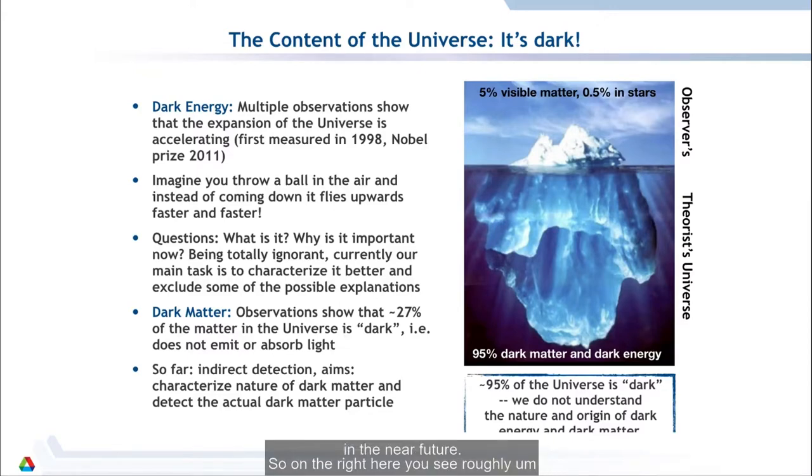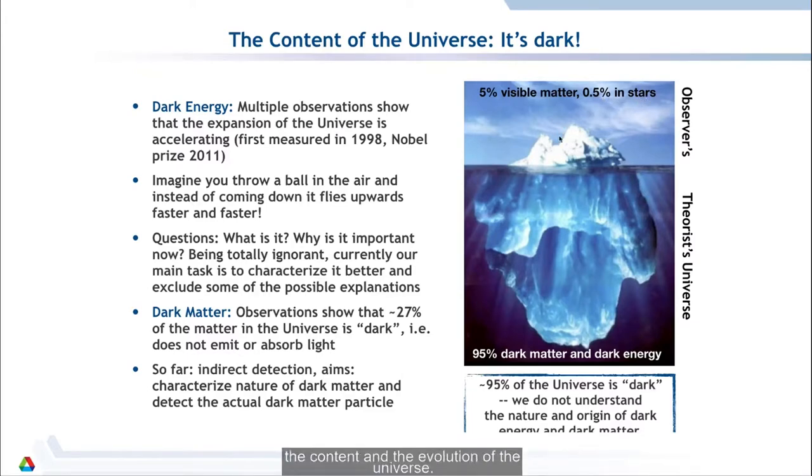So on the right here, you see roughly how the observed universe is just a very small fraction of the visible matter, and the dark matter and the dark energy is really 95% of our universe. And this 0.5% of the matter-energy content that lives in stars is really what tells us a lot about the content and the evolution of the universe.